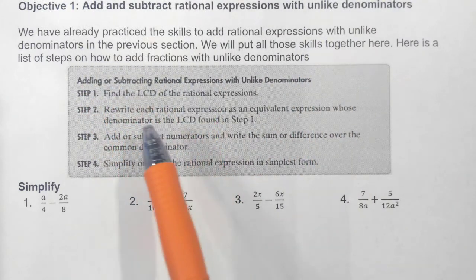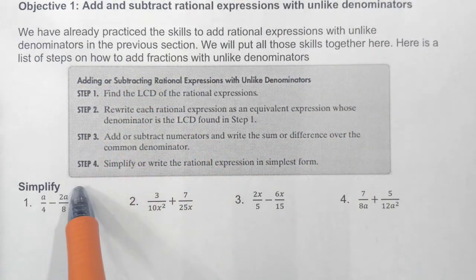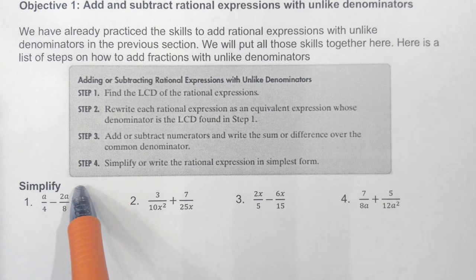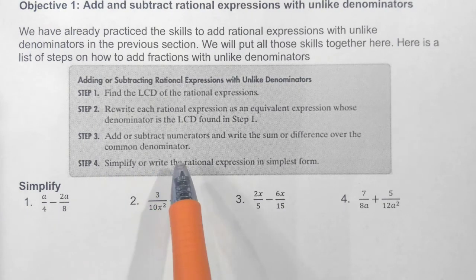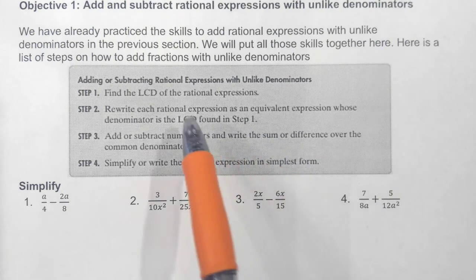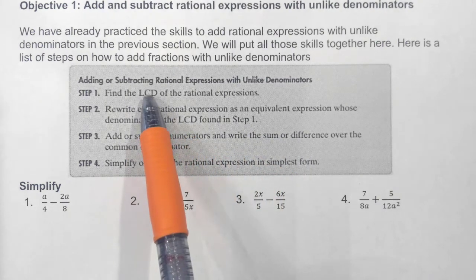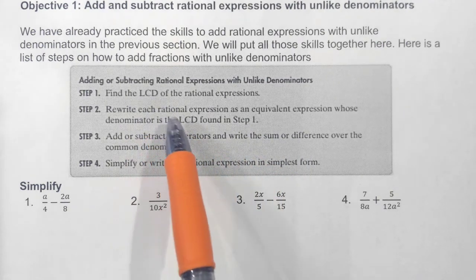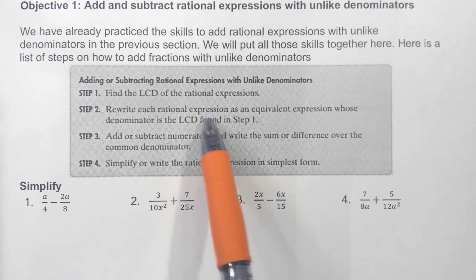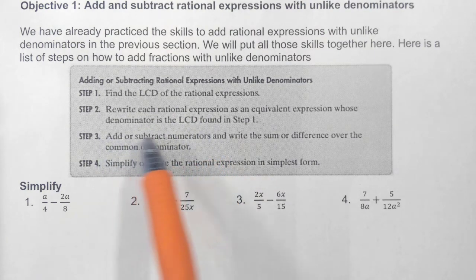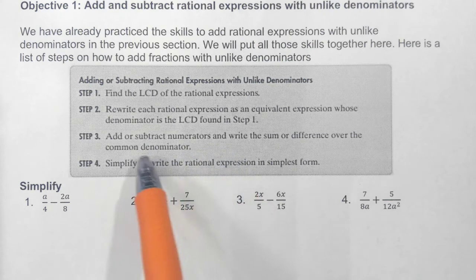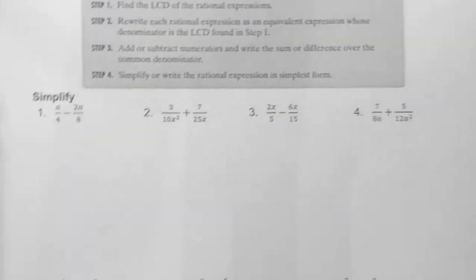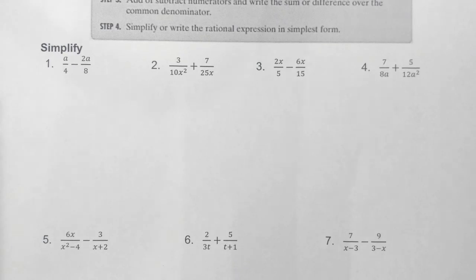We're going to put all those skills together, and here is a list of things that you do to add and subtract these fractions. First you're going to find what the least common denominator is. You'll make the two new fractions with that least common denominator. You'll add the numerators or subtract the numerators, and then you'll simplify that fraction if it reduces. So let's look at some of these examples.